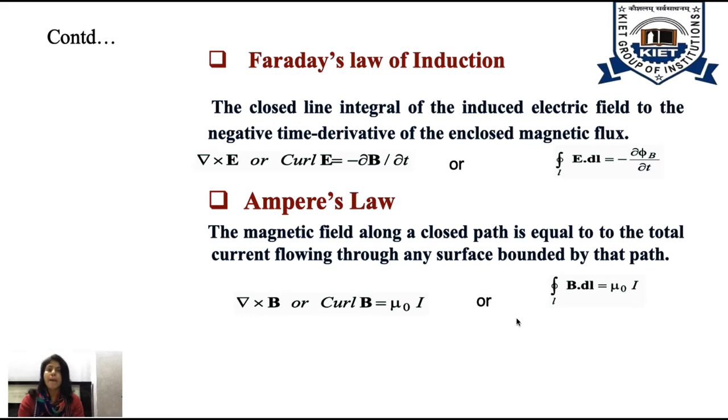Ampere's law. Ampere's law says that the magnetic field around a closed path is equal to the total current flowing through any surface bounded by that path. Means line integral of B dot dl is equal to mu naught I, or line integral of H dot dl, which is known as magnetomotive force, is equal to I. When the current flows in the conductor, it produces the magnetic field. This is the Ampere's law.